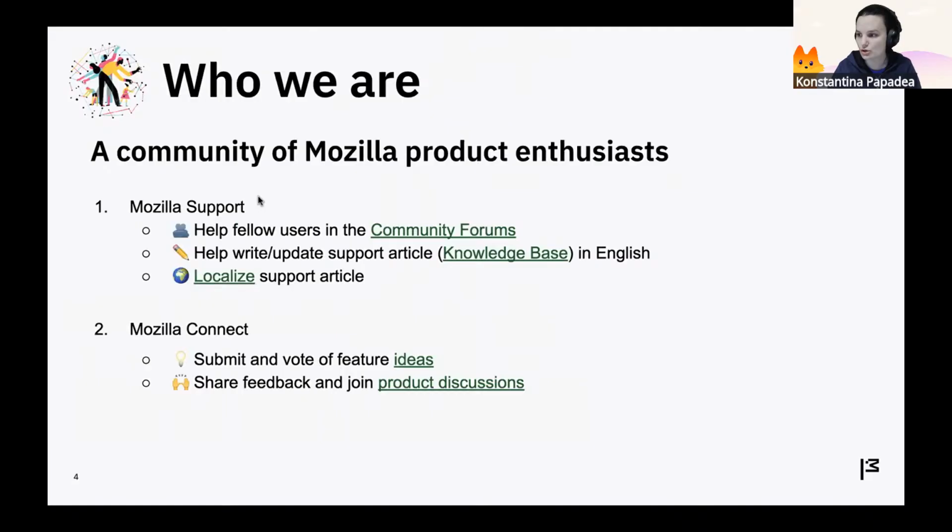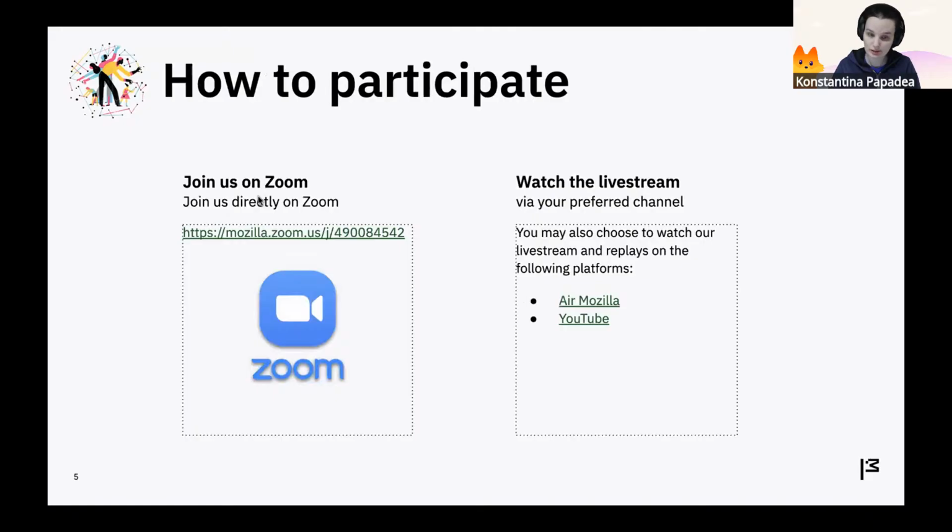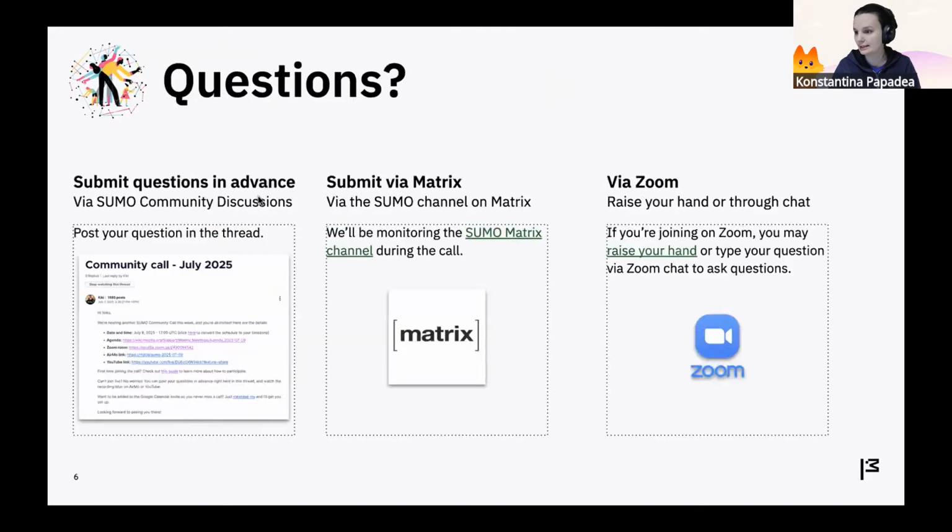Welcome and introductions. So a reminder, we are a community of Mozilla and product enthusiasts. We are Mozilla Support and Mozilla Connect right now. So we help fellow users on community forums, knowledge base and localize. And if you are interested in giving ideas and feedback, you can do that on Connect and share feedback about product discussions. For example, AI controls that Steph is going to talk about today. You can participate by joining me in the Zoom room, or you can watch the live stream afterwards on Air Mozilla or YouTube. And if you have any questions, this is a reminder on where to ask those questions afterwards. If you're watching this afterwards, you can post the questions on the thread, on the Matrix, or via the Zoom room. And if you don't want to talk, I will verbalize them for you.